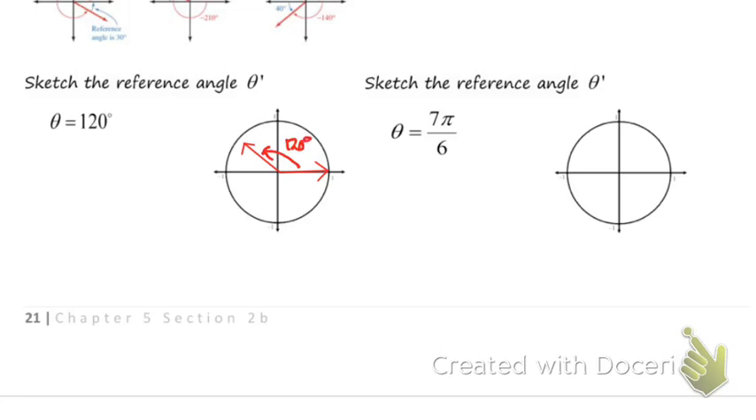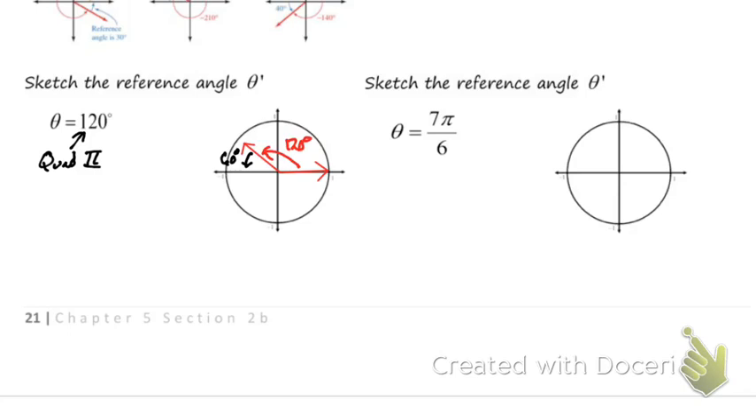Our reference angle is going to be the rest of that to get us to 180, which is going to be 60 degrees. So my reference angle is that little black angle right there, and we'll put a little 60 degrees by it. Would I draw these angles every single time? No, I would not. Instead, what I would recognize is that 120 is in quadrant 2.